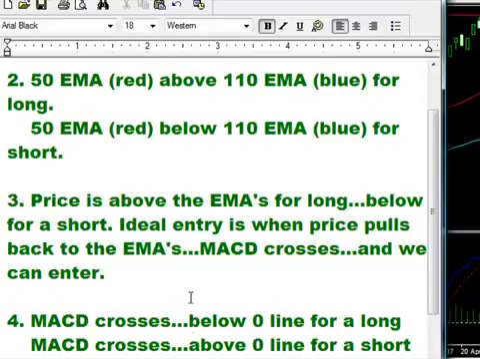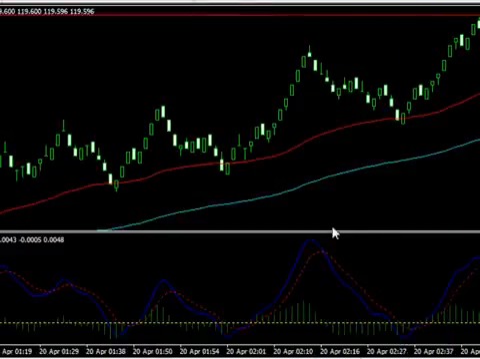And the last kind of rule is the MACD, when they cross, it has to be below the zero line for a long and above the zero line for a short. And we'll go through those examples now. So this is today, April 20th, and we had 3 trades right in a row, which is quite unique, but they happened.